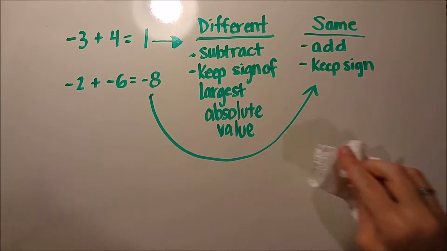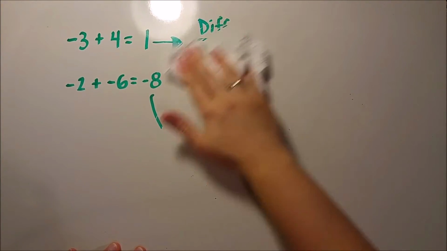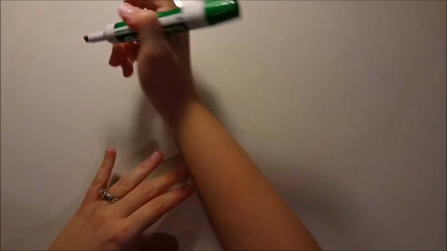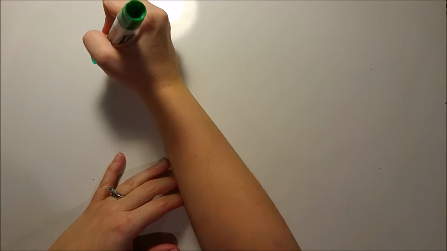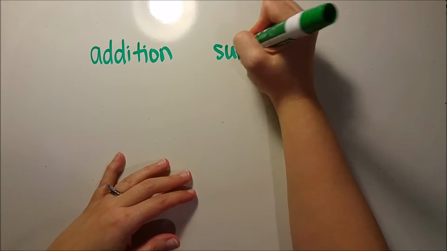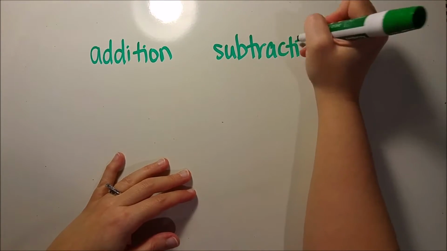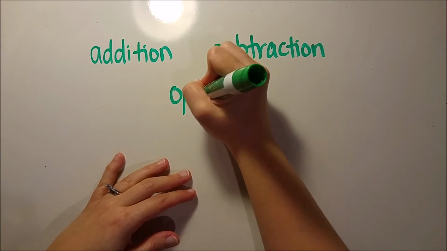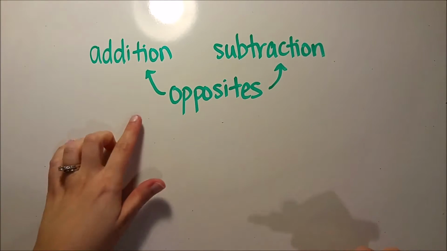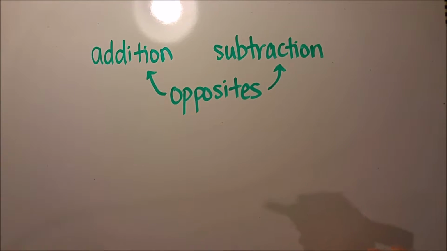Okay, so when we're talking about subtraction, we're going to use these same rules because we're going to end up turning it into an addition problem. Addition and subtraction are opposites, right? Adding 2 is the opposite of taking away 2. Okay, so these are opposites.